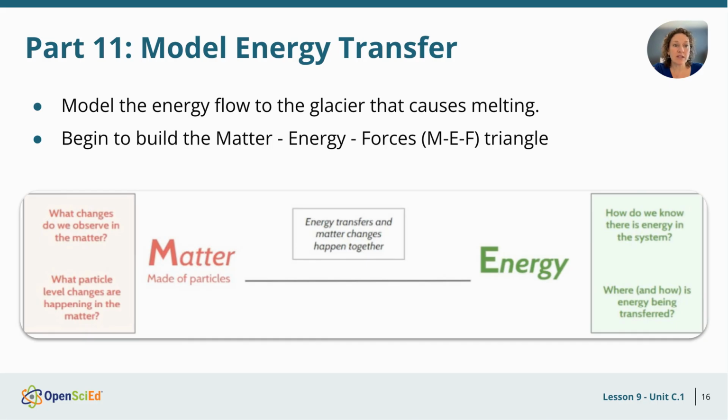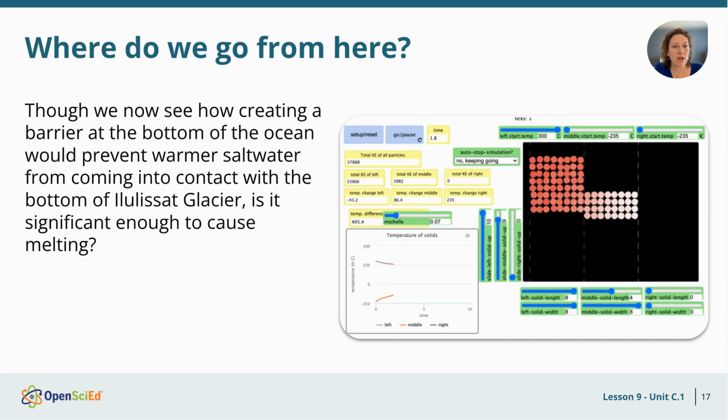It's also used in the physics course, so the students will have a chance to apply the knowledge that you are building right now in the future. The key point for beginning the MEF triangle is that energy transfers and matter changes happen together. So, where do we go from here? We figure out that changes in energy and matter happen together, including in convection.